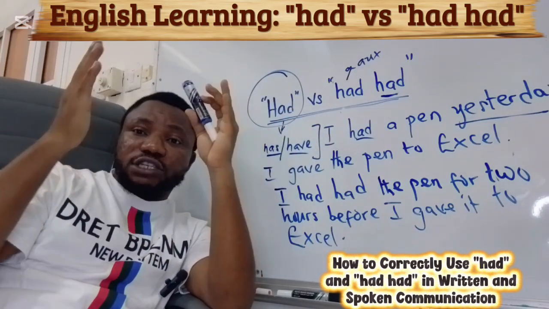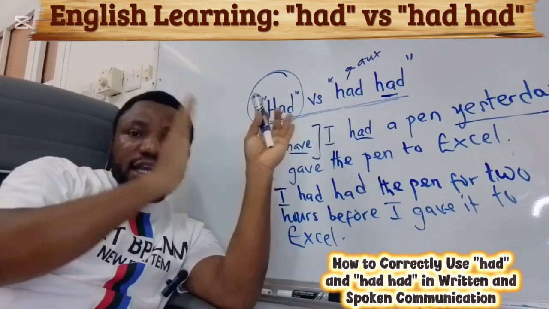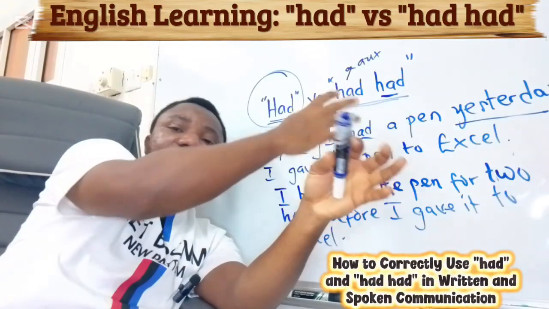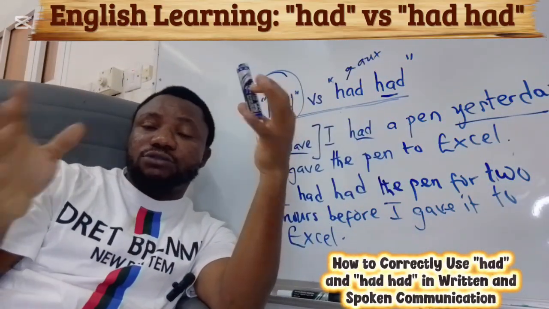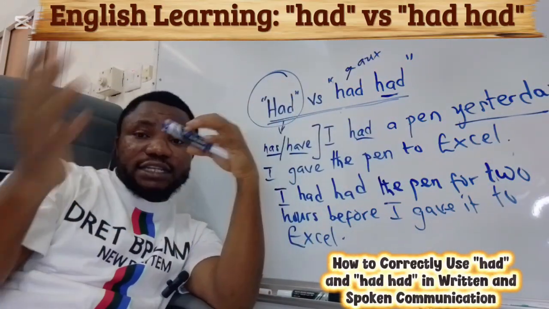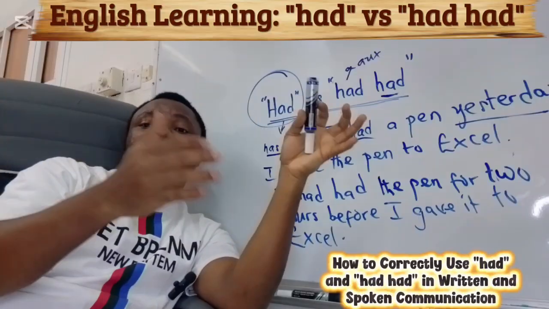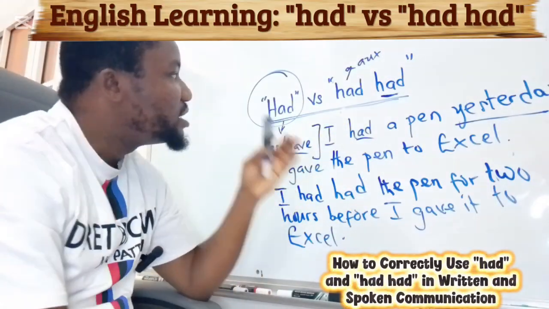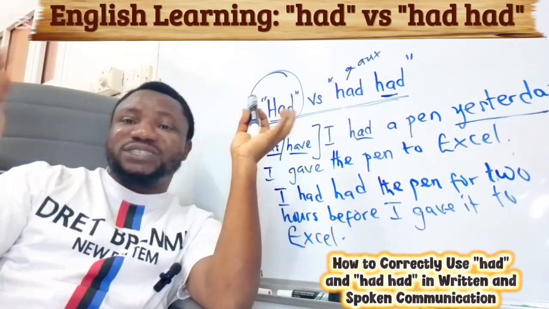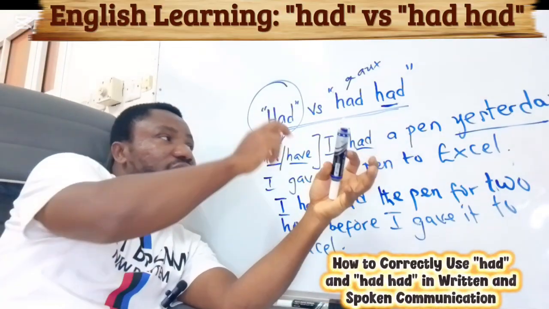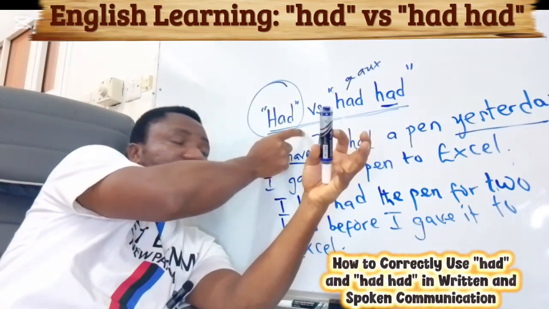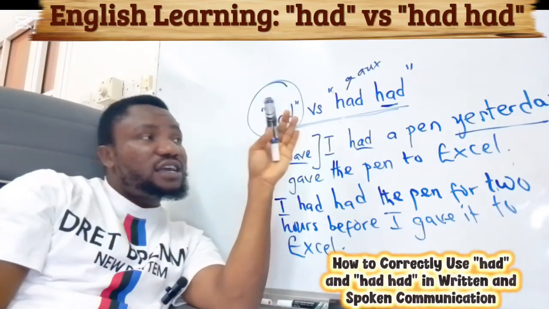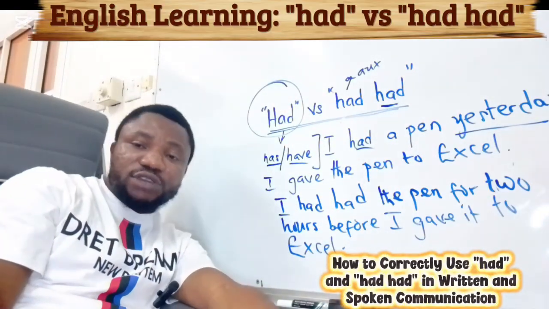Had is for a single event that started and ended in the past, while had had is used when you have two situations to talk about. Two situations that started and ended in the past. The first situation started and ended in the past before the second one started. So that is basically what this class is about. I hope you've learned how to correctly use had, the verb phrase, and had had in different situations.